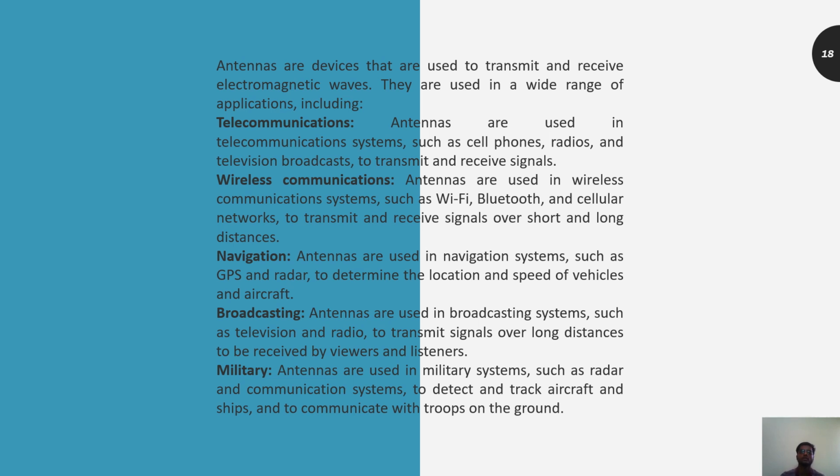Navigation. Antennas are used in navigation systems such as GPS and radar to determine the location and the speed of vehicles and aircraft. Broadcasting. Antennas are used in broadcasting systems such as television and radio to transmit a signal over long distances to be received by the viewers and listeners. Military. Antennas are used in military systems such as radar and communication systems to detect and track aircraft and ships and to communicate with the troops on the ground.